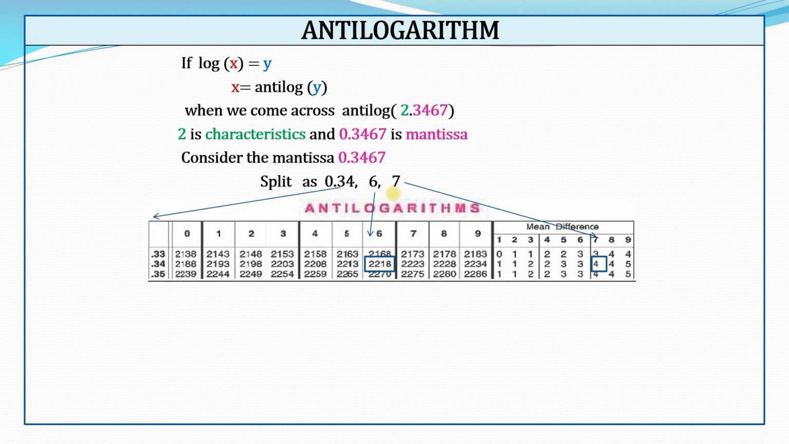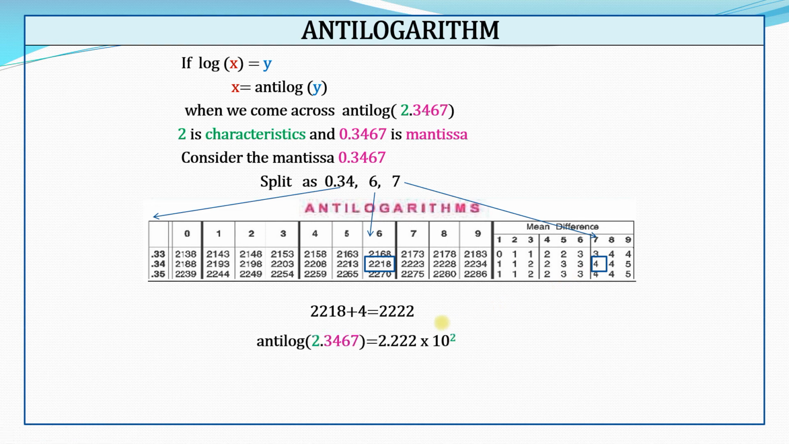And look in the anti-log table, where the first column goes from 0.00 to 0.99. So look for the 0.34 row and the column headed by 6. The intersection of the 0.34 row and the column headed by 6 is 2218, and in the mean difference column headed by 7 it is 4. So 2218 plus 4, you get 2222.